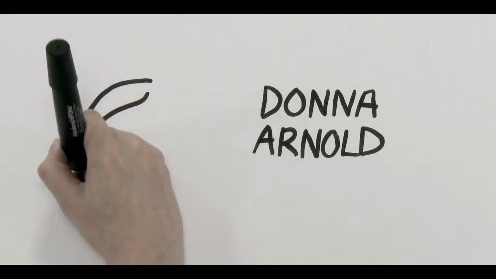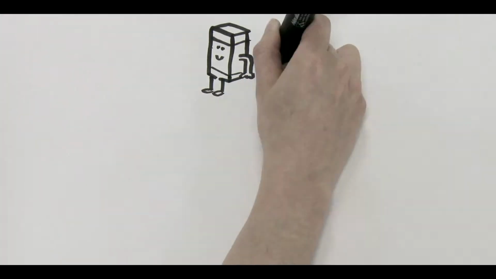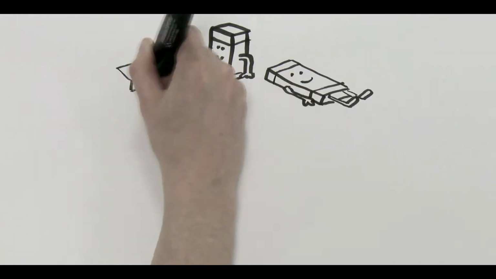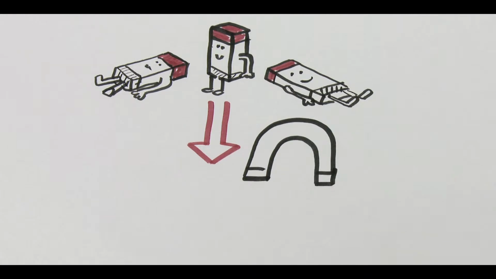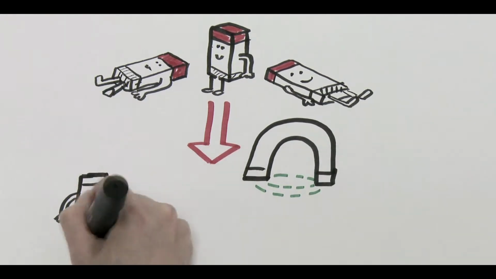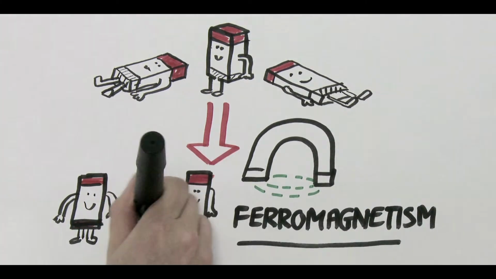I'm Donna Arnold at the University of Kent, and I investigate new materials. Magnetic materials can be considered to be made up of a series of bar magnets which are randomly orientated. When we apply a magnetic field, we can align these bar magnets, or magnetic moments as they are known, in the same direction. This is known as ferromagnetism.